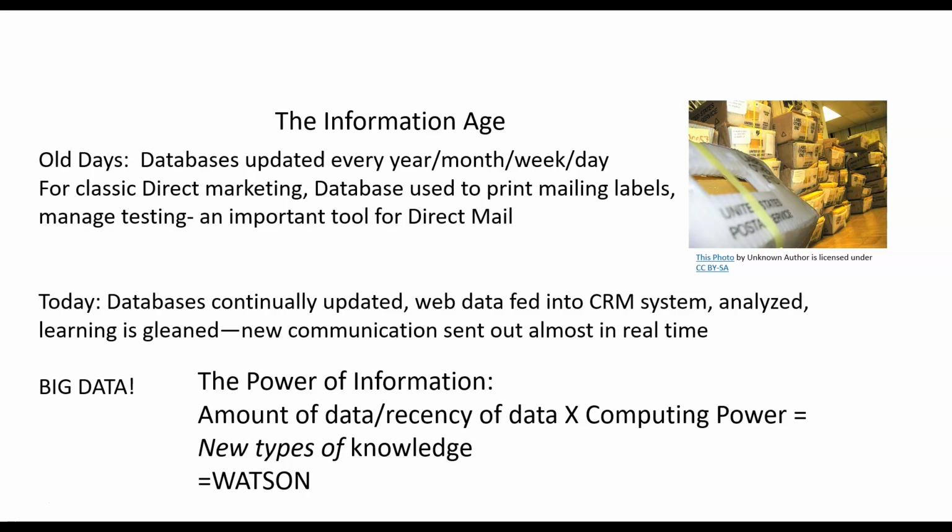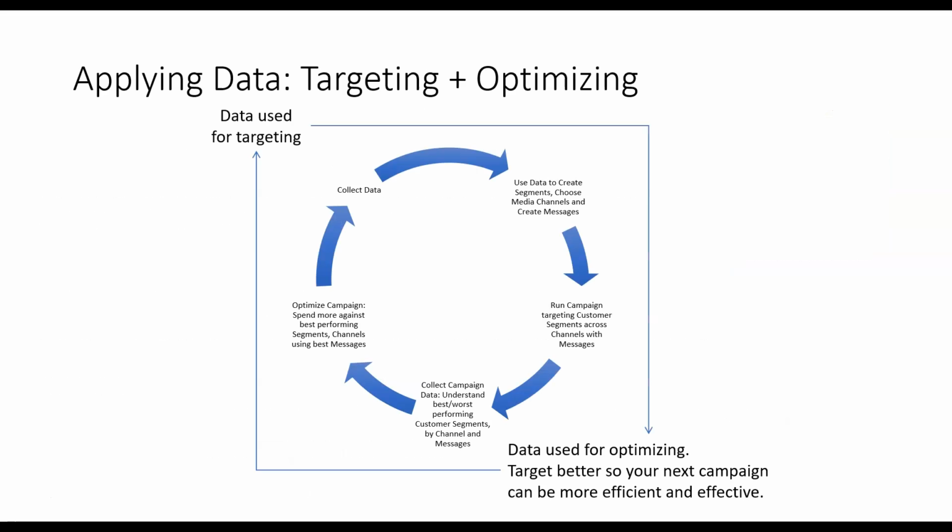Okay, so amount of data, recency of data, times computing power, is a lot of power, a lot of thinking power, to solve problems that haven't been solved before. And you end up with this thing called Watson, which some people refer to as artificial intelligence. But what's behind it is the people, the data scientists, setting up the correlations and really setting up how the data are related and what's really looked at. It's not just done automatically.